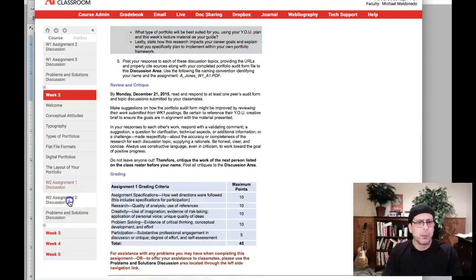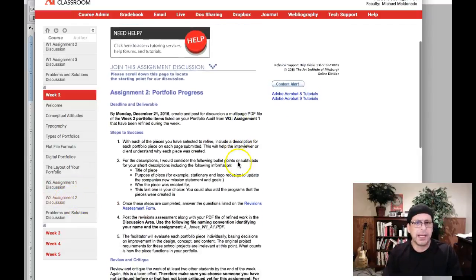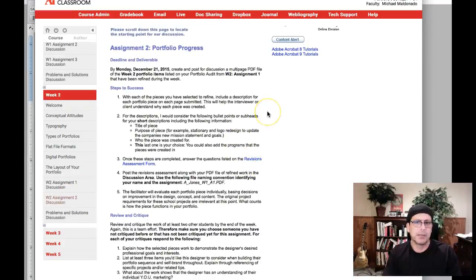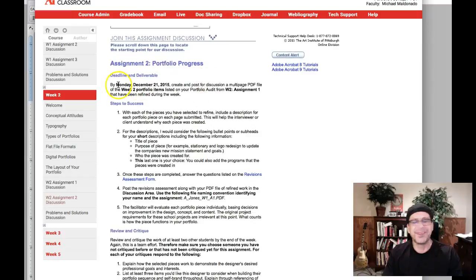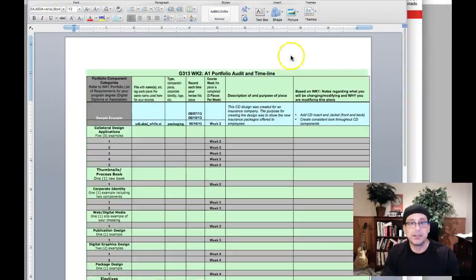So week two, assignment 2. This is the one where we're going to work on our refinements for this week. Every time I teach a portfolio class, it's just so difficult to try to keep everything in order, so I'm sorry if there's a lot to juggle around here. But anyways, this week you're going to deliver week 2 portfolio items from your portfolio audit form. And that's that form that I had just shown you there.